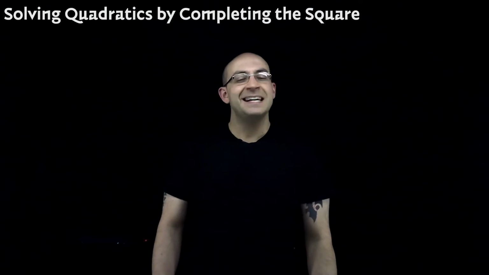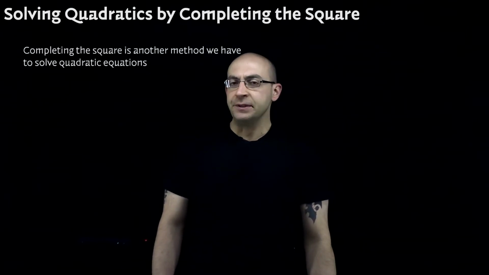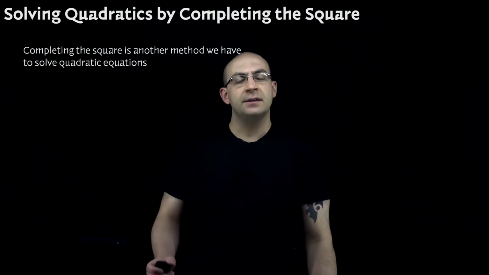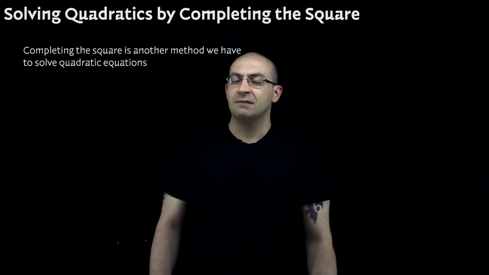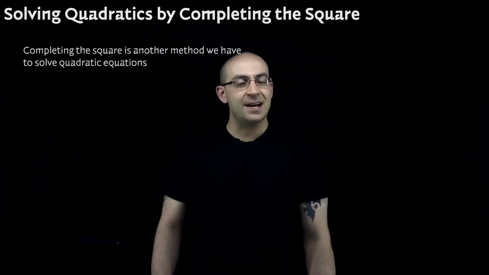Hi everyone. Today I want to talk about solving quadratics by completing the square. Let's get into it. So completing the square, we'll call it CTS from now on, is just another method that we have to solve quadratic equations. We have solving by factoring, solving by square rooting, and a lot of different ways. The quadratic formula is something that we'll talk about later, but CTS is interesting.